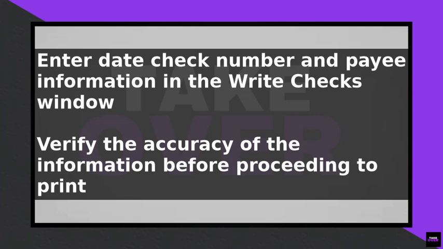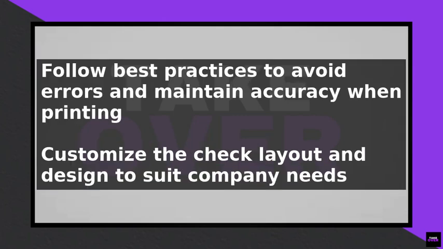In addition to printing checks, QuickBooks also allows you to customize the check layout and design. You can add your company logo, change the font and color, and add or remove fields as needed. To customize the check layout, go to the File menu, select Printer Setup, and choose the check style you want to use. By following these steps and best practices, you can efficiently print QuickBooks checks and maintain accurate financial records.